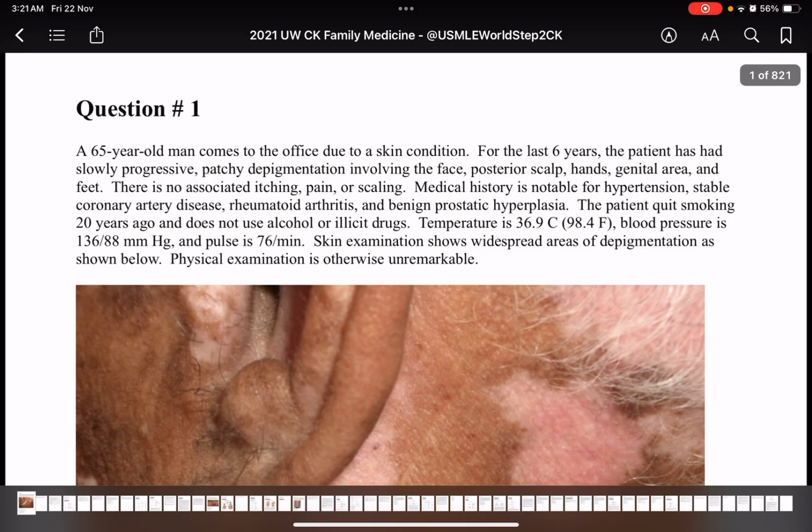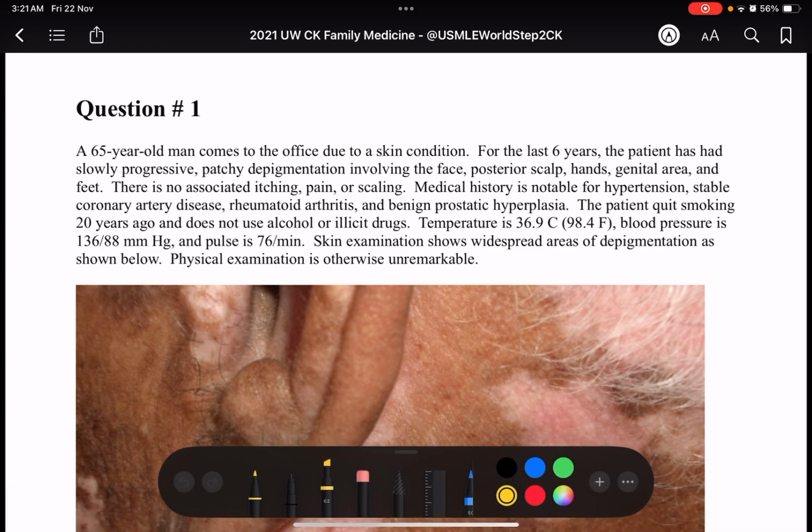let's begin. So, the first question that we have here is: a 65-year-old man comes to the office due to skin condition. For the last 6 years, the patient has had slowly progressive depigmentation, alright, involving the face, posterior scalp, hand, genital area. There's no itching, pain, or scaling, and that's important.